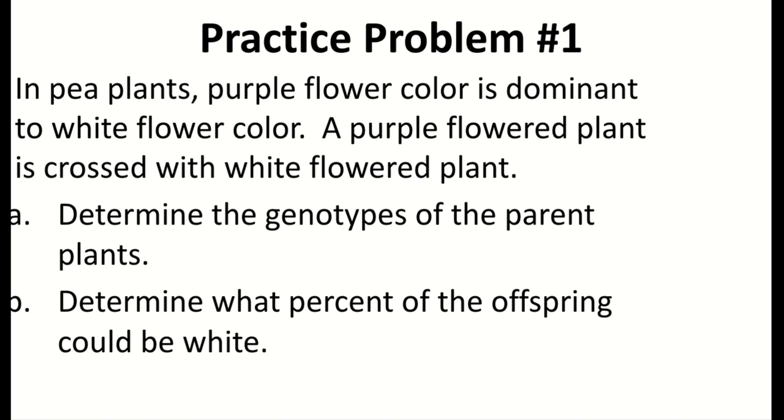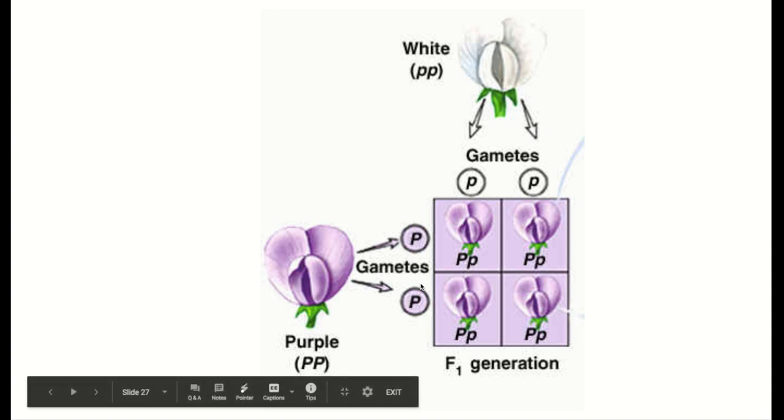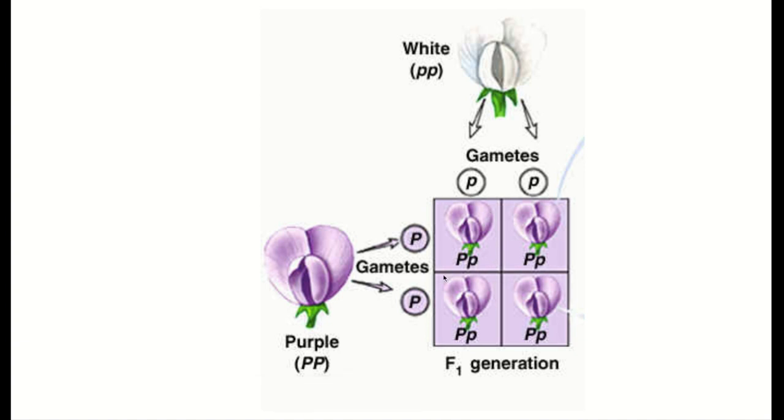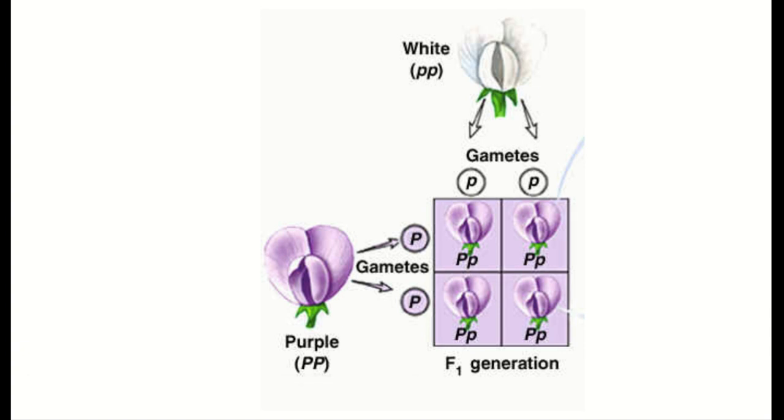So pause the video now, see if you can set up this Punnett square on your own, and then I will go over the answers. So here's our answer to Punnett square problem 1. So here I have my homozygous purple parent, big P, big P, and my white parent, little p, little p. So I can see 100% of the offspring are that heterozygous purple.